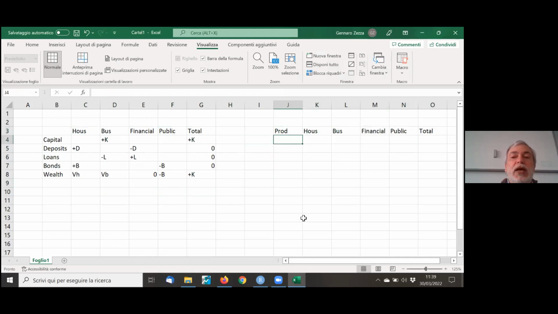I always want to have production separately from the other accounts. So here we will have wages. Let's call this WB, which go to the households, and profits, which we could call, let's call them GOS for gross operating surplus. And well, let's do without the net indirect taxes. So this should sum up to GDP.